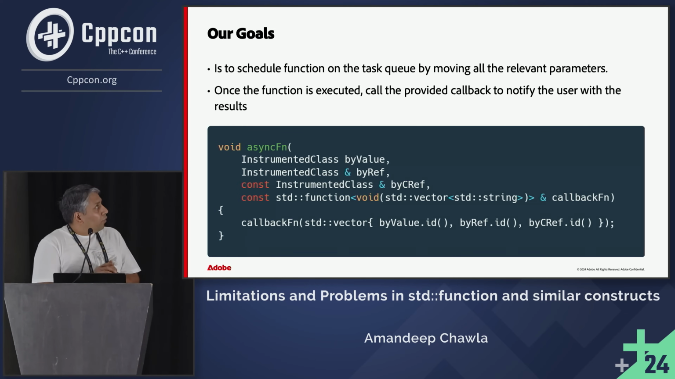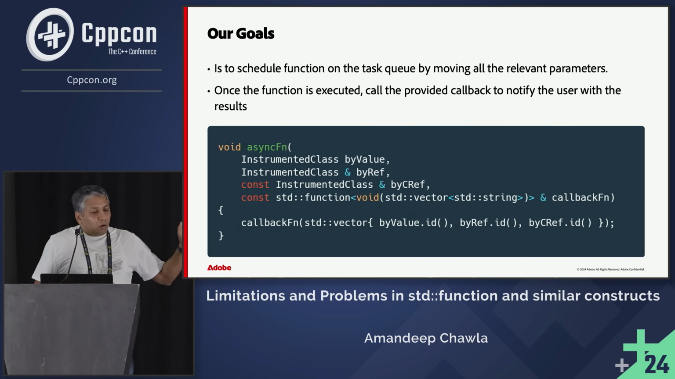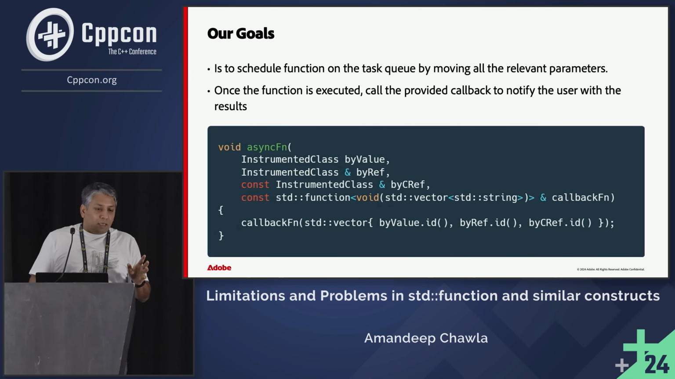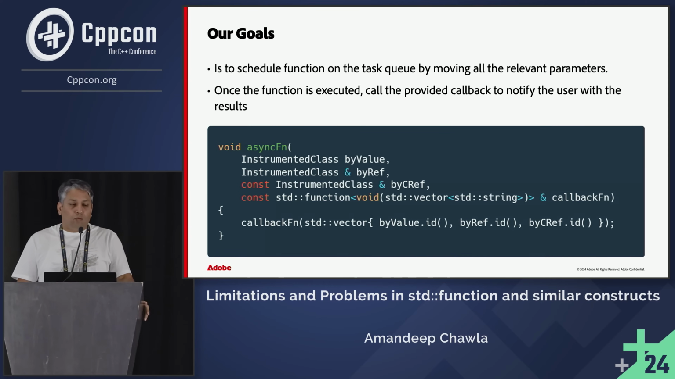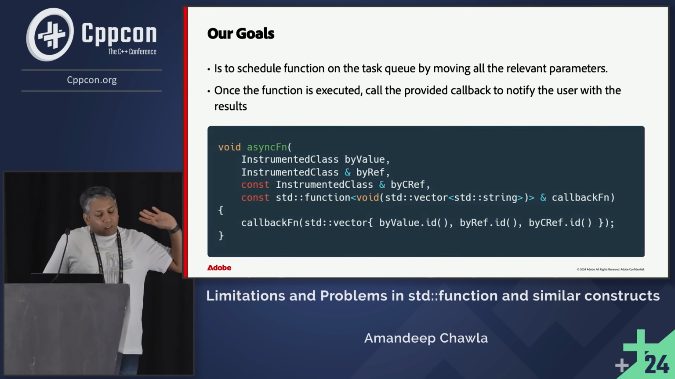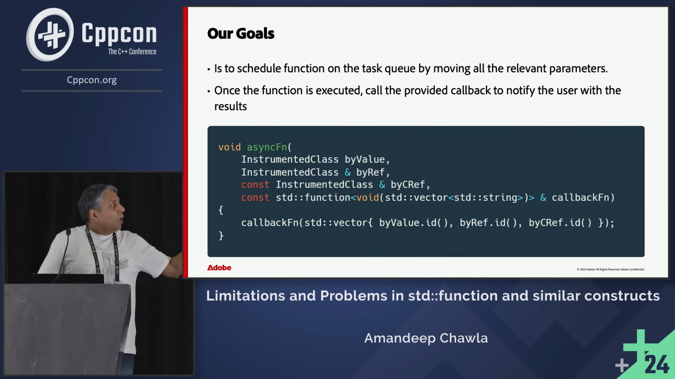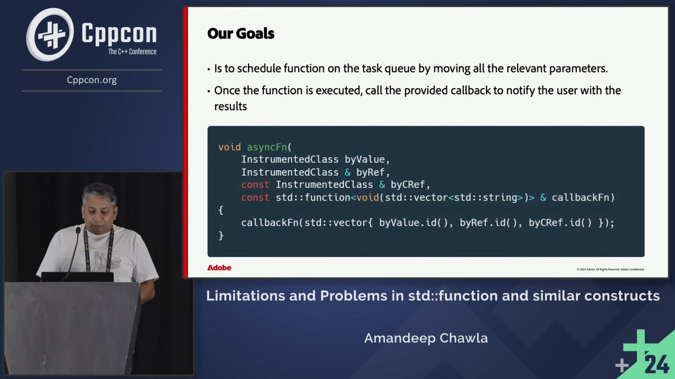Now, our goal for this whole thing is to schedule a function on the task queue by moving all the relevant parameters and execute this function on the task queue. And once it is done, I'm also passing a callable function as the last parameter. It should call that function and let me know what the state is. Any doubts till now on what our goal is from this? So on the task queue, we want to execute this function. And we need to pass all the parameters to this function, and then the callback should be invoked.